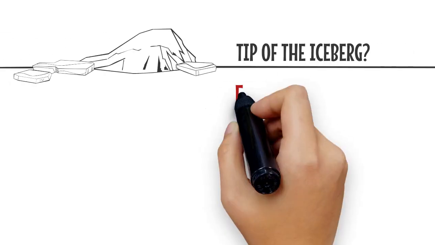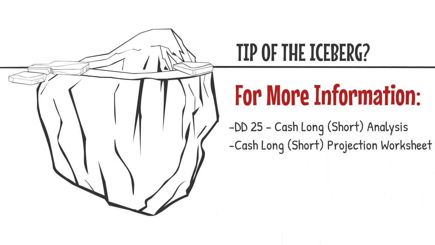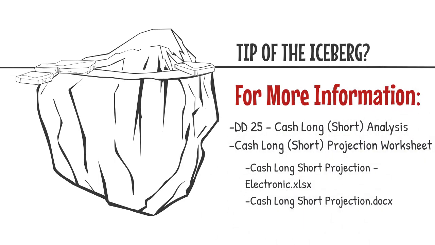This module has discussed the completion of the cash long short analysis. Additional information can be found in the discussion document 25, Cash long short analysis. Both versions of the worksheet are located on the source under Advisor.